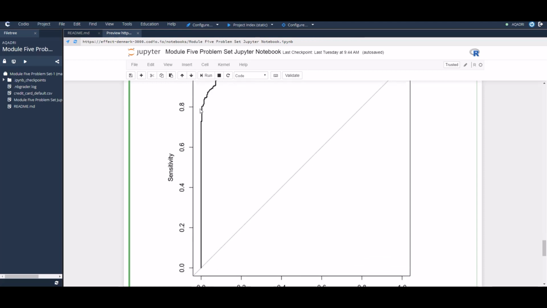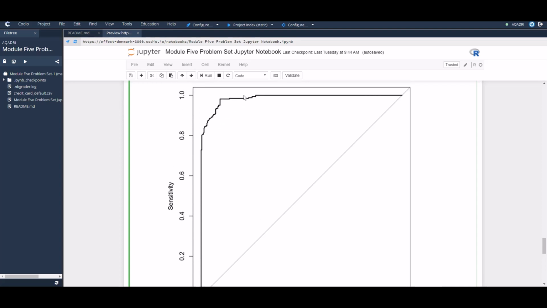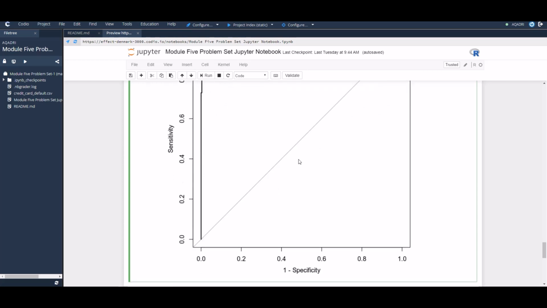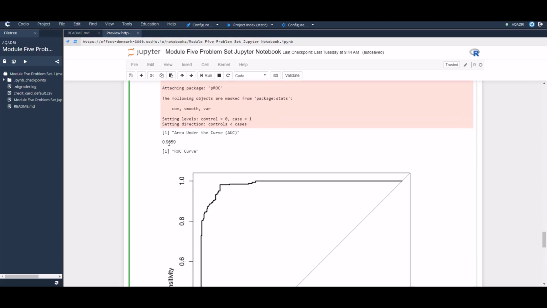You can see that this is almost like a step function that I was talking about, but then you do have some curvature here. And then this becomes parallel to the x-axis, okay? So we can see that the area under the curve is 0.9859. That's a pretty good model in predicting zeros and ones. So this is essentially what this is.